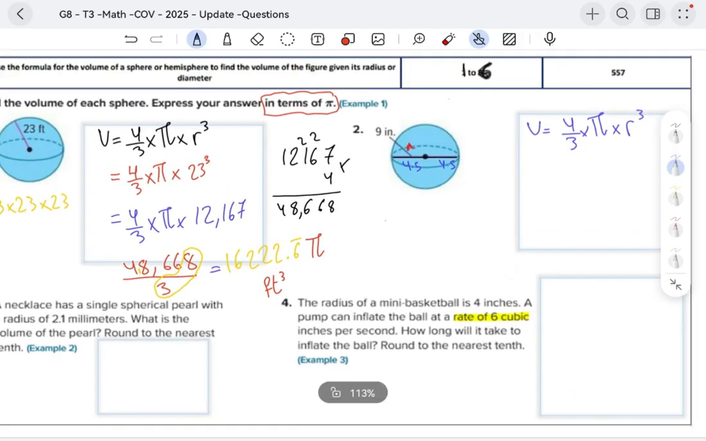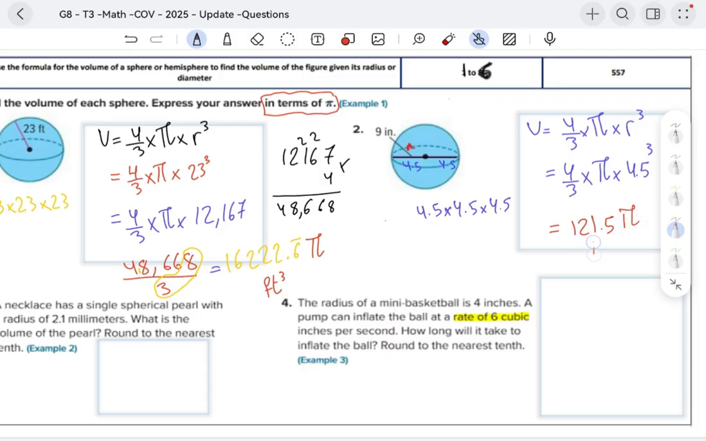So we're going to have 4 out of 3 times pi times the radius, which is 4.5 cubed. You have to multiply it by itself 3 times: 4.5 times 4.5 times 4.5, and then multiply it by 4 and divide it by 3, or multiply it with 4/3. If you did that, the final answer will be 121.5 pi, and the unit is inch cubed.